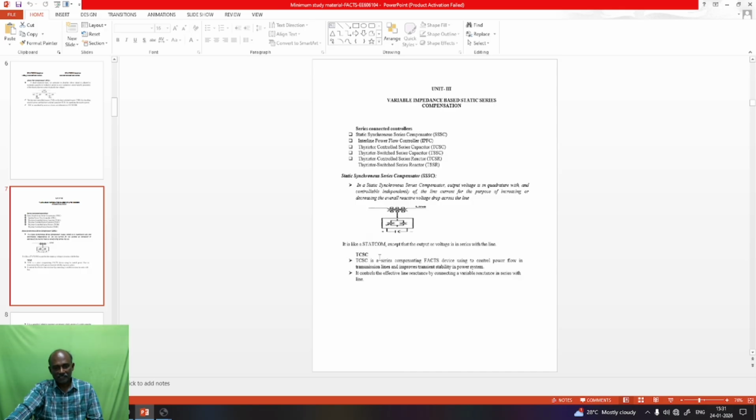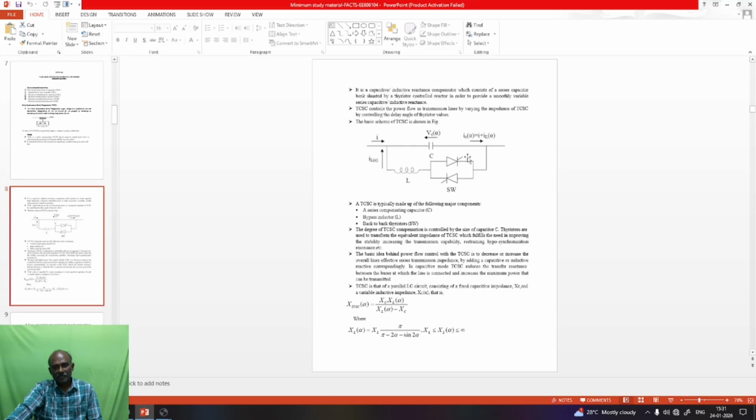TCSC, the next device. TCSC is a series compensating fast device used to control power flow in transmission lines and improve transient stability in the power system. The specific purpose of TCSC is enhancement of transient stability in the power system. And also it controls the effective line reactance by connecting a variable reactance in series with the line. It may be inductive reactance in series with the line.